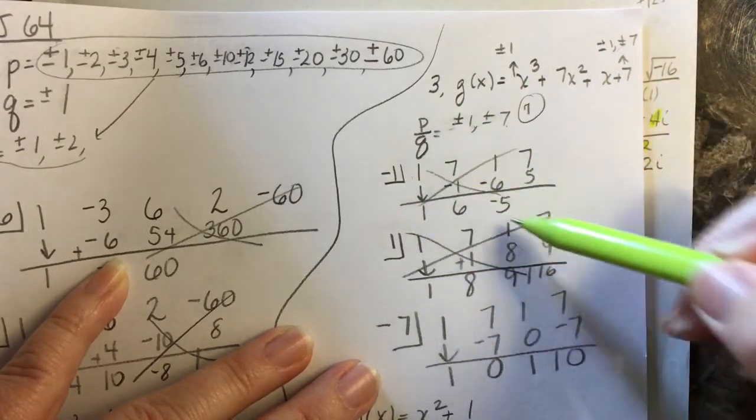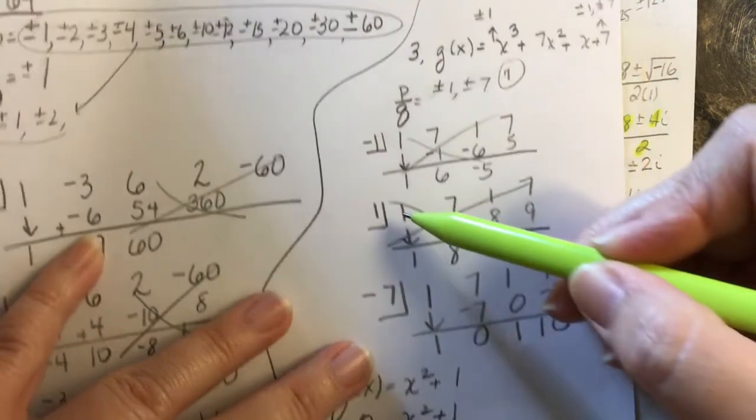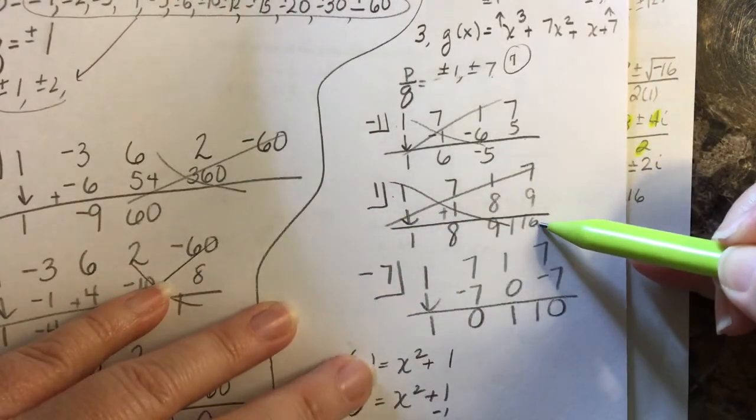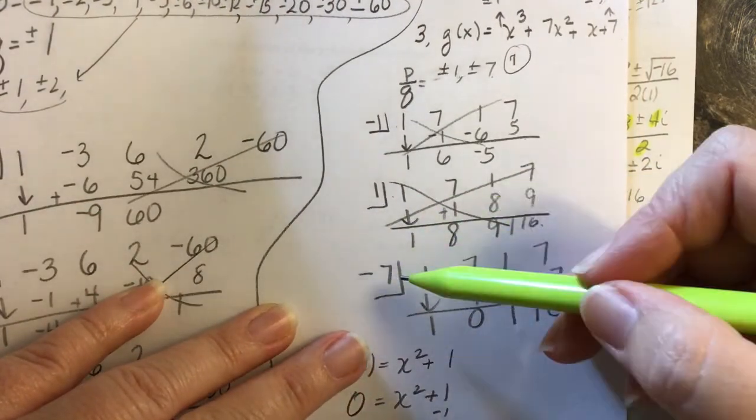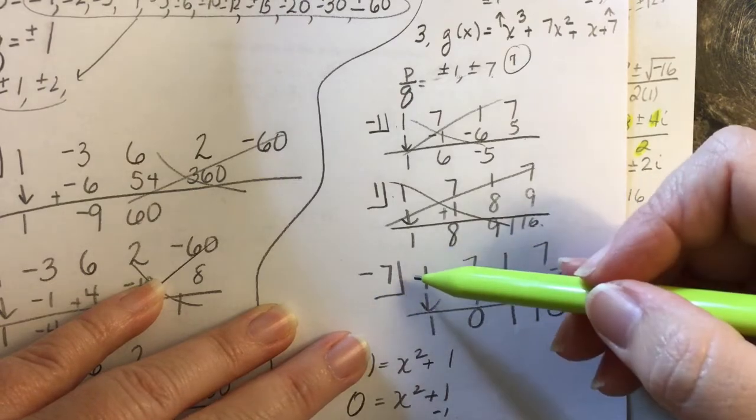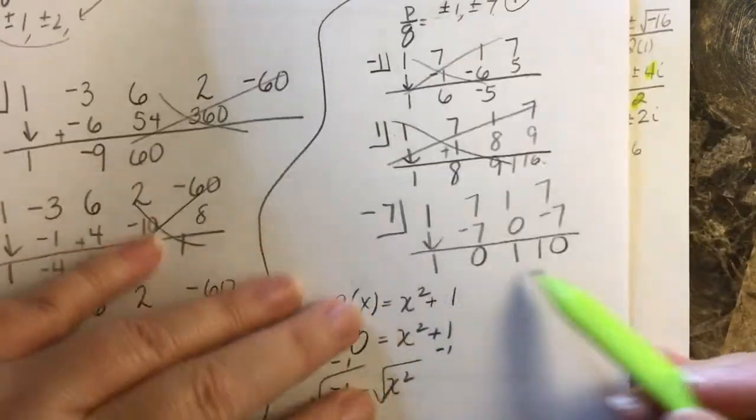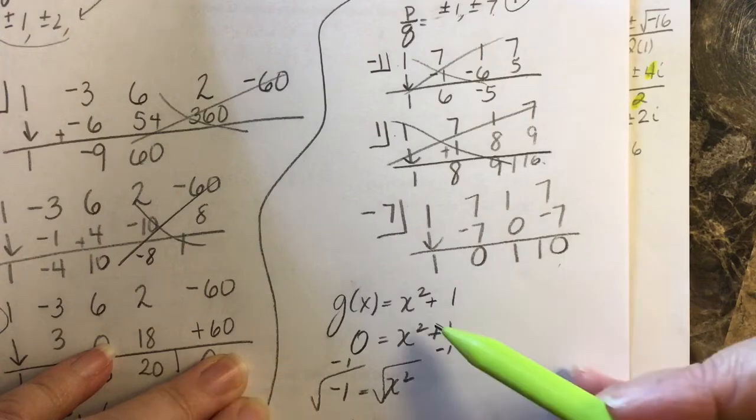I guessed -1 and that didn't work. I guessed +1 and that didn't work. And I guessed, or I didn't guess, I knew it was going to be -7, but I just wanted to work it out. So I put -7 and it gave me a remainder of 0.